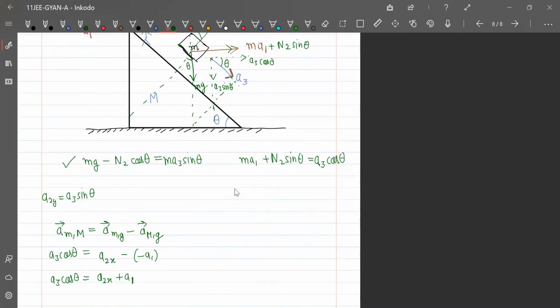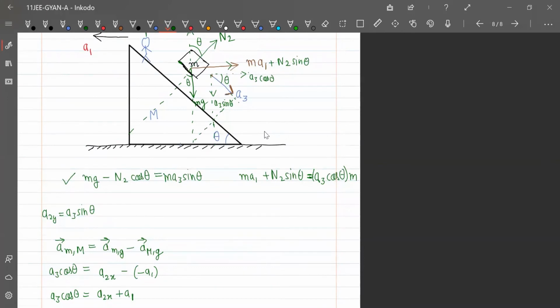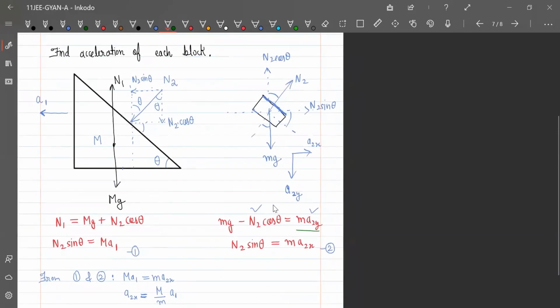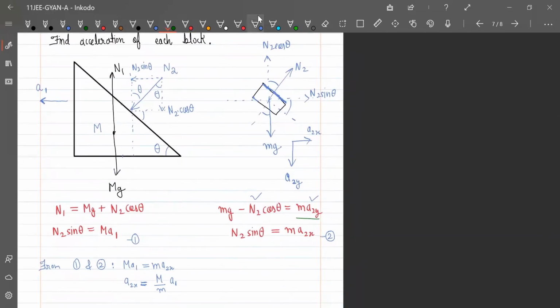So from this relation, I can eliminate a3 cos theta again. I should multiply this by small m. So this becomes ma1. This can be substituted here. So these are the same equations, but we are writing them from pseudo codes. Okay, first note this down and make sure that you understand these steps. And now try to find the acceleration a1 and a2.